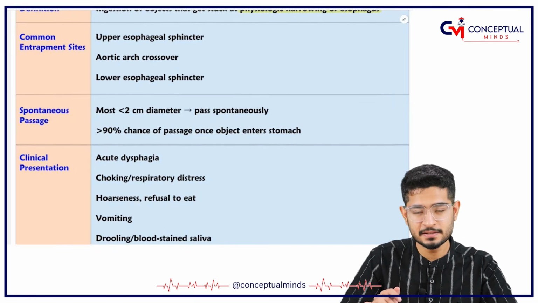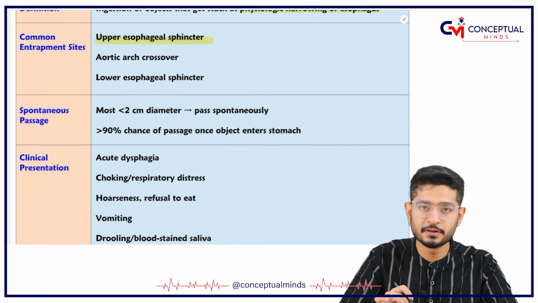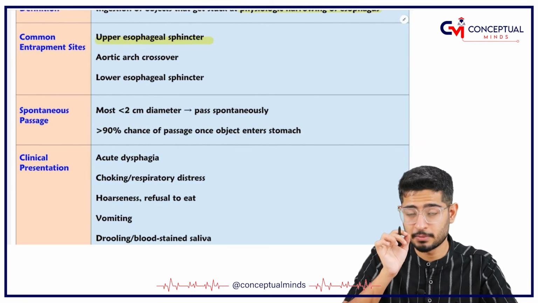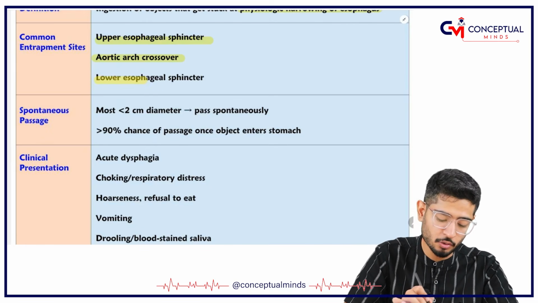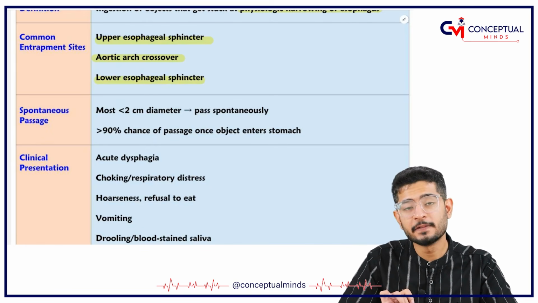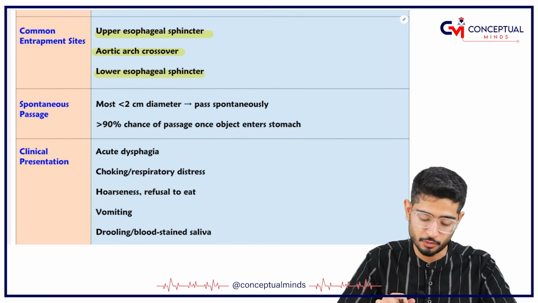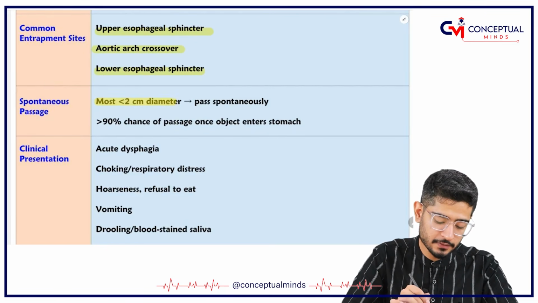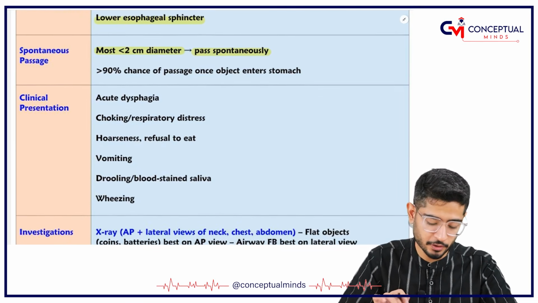What are the common sites? Common sites are actually three. One is the upper esophageal sphincter, because the lumen is already narrow. The aortic arch crossover and the lower esophageal sphincter, because these are the potential sites where the esophagus is already narrowed, so the chances of obstruction are even more. If it is less than 2 centimeter in diameter, it can pass spontaneously.